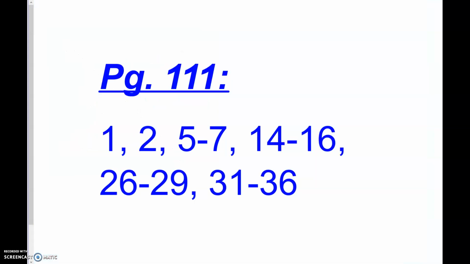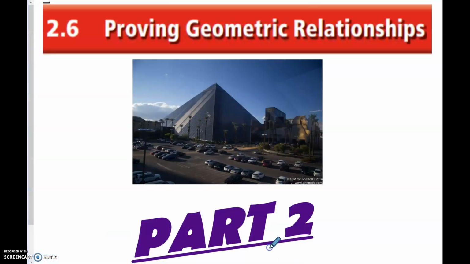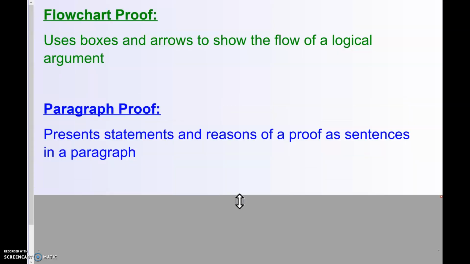All right, I think that brings us to the end of part 1. So I'm going to jump over here and see if we can get part 2 done in this same video. So it's still proving geometric relationships, but we're going to talk more about proofs in here. And what we have done so far is called a 2-column proof. But there are other ways to write proofs, and one is called a flowchart proof.